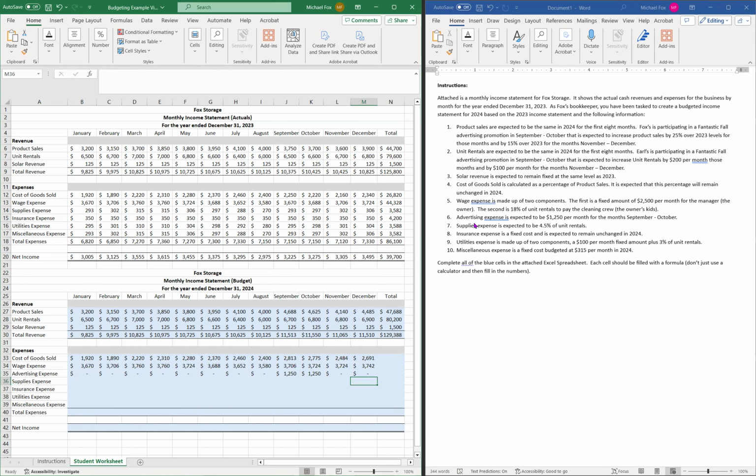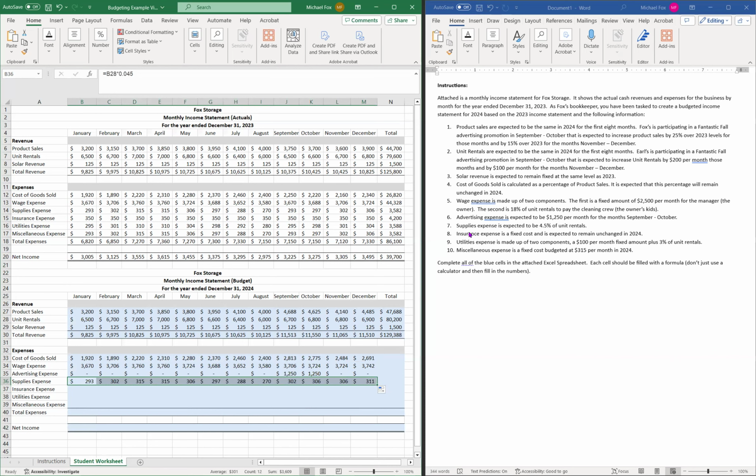Number 7, supplies expense is expected to be 4.5% of the unit rental. So again, I'll hit equal. I'll click on unit rentals, and then multiply that by 0.045, which is 4.5%. Use my fill tool to take that same formula all the way across. There's my projections for supplies expense.